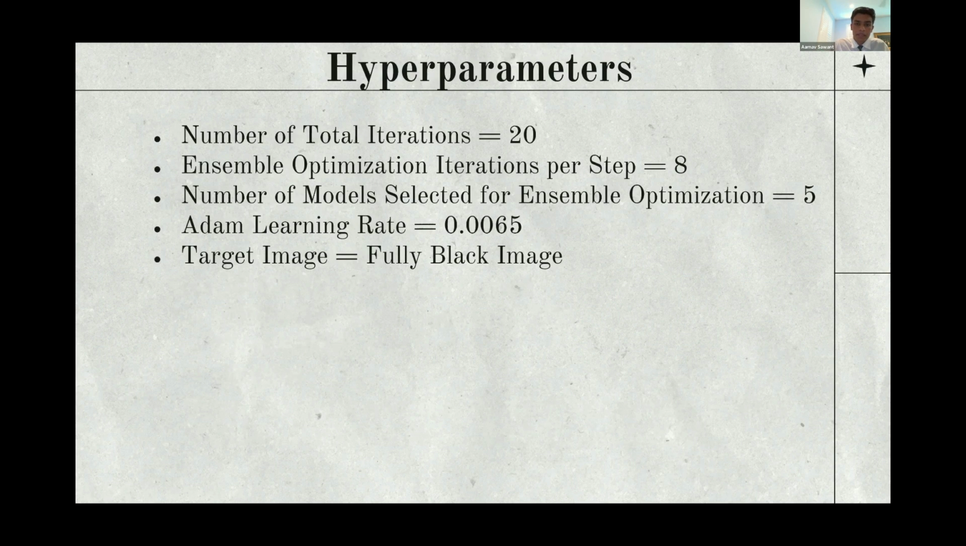So for our hyperparameters, we run a total of 20 iterations for the whole process. Within each iteration, we run 8 ensemble optimization iterations per step. We select a total of 5 models for ensemble optimization in each step. Our Adam learning rate is 0.0065, and the target image we use is a fully black image.